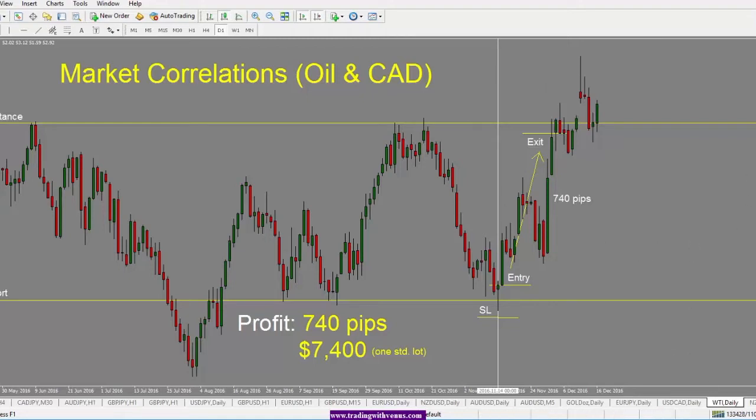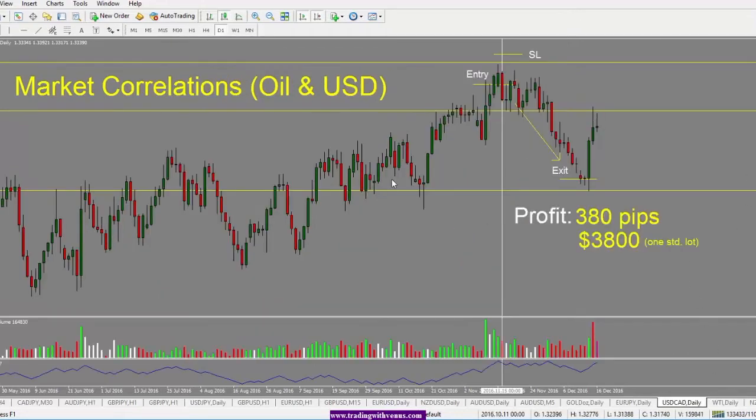Now, if you don't trade the oil, we could also have taken this trade on the dollar CAD here. So this is our November 15th, 2016 candle. So the day after we get a bullish pin bar in our oil trade, this trade gets triggered here. So we have a bearish engulfing candle.